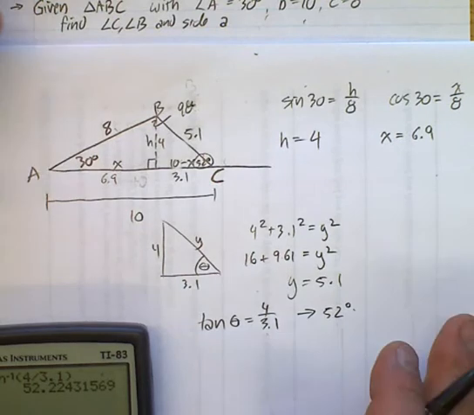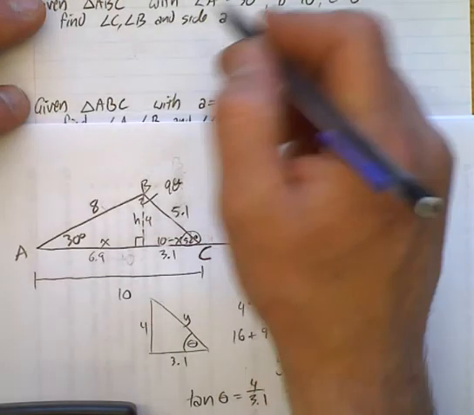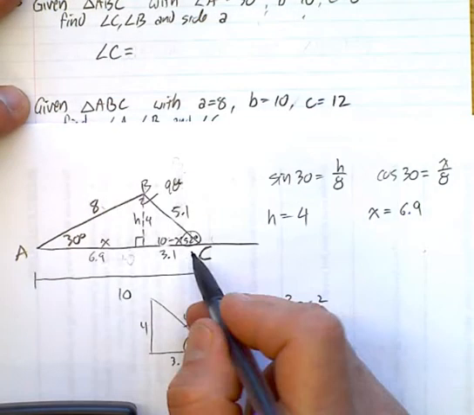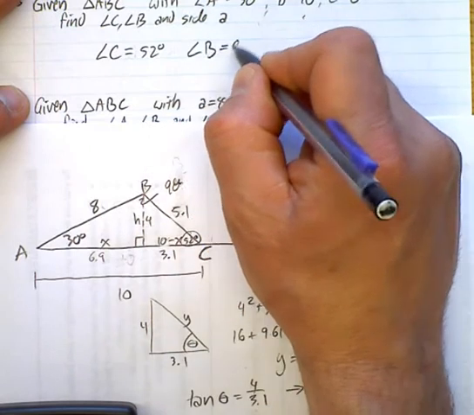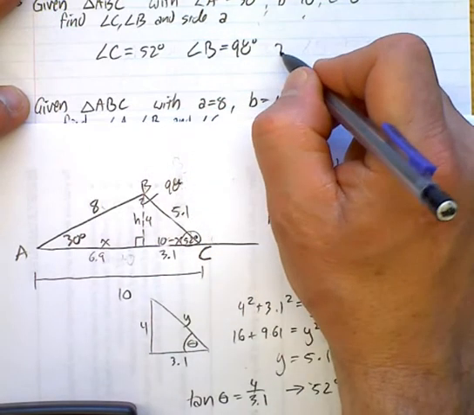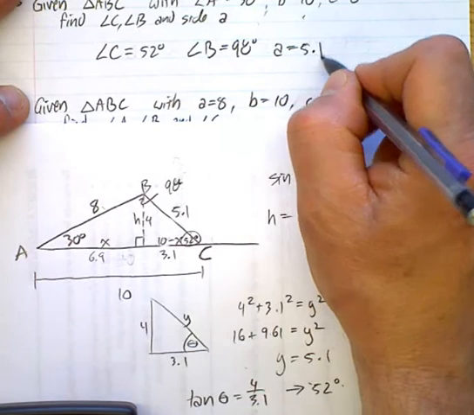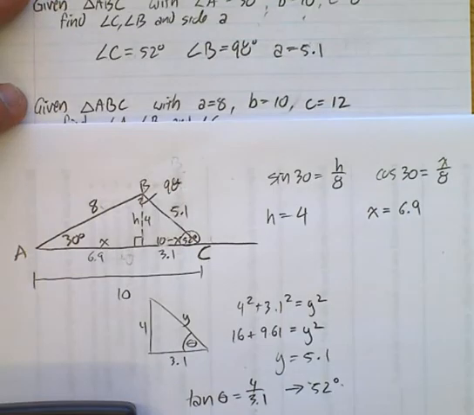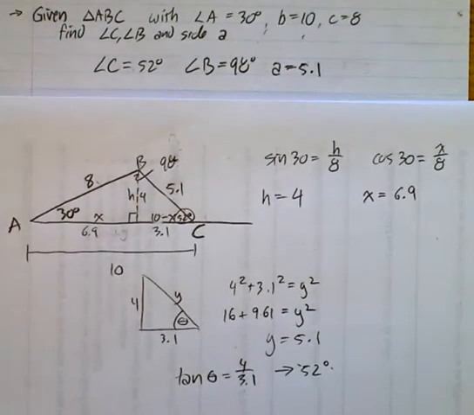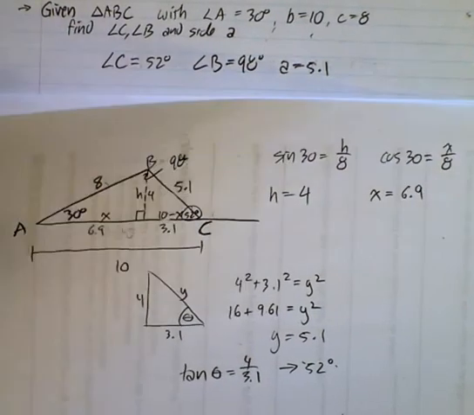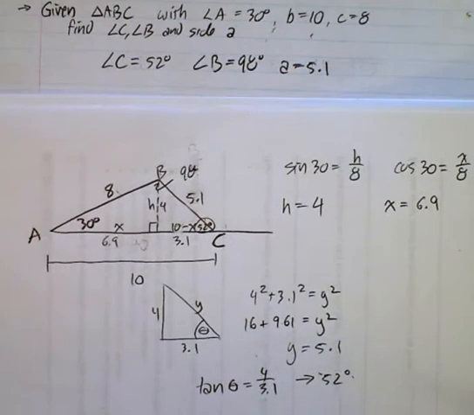Yeah, so let's have a look. So that means that we have angle C we found to be 52 degrees. Angle B we found to be 98 degrees. And side A we found to be 5.1. And we've got all the little pieces for our question. Now, if that's confusing, I apologize. I will definitely make it clearer in class.